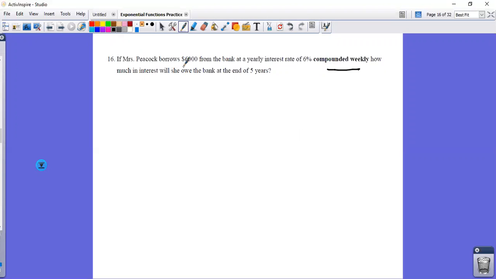Compounded weekly, $600, 6% for 5 years, or I mean $6,000. 1 plus, since it's compounded, it's that fraction, 0.06 over weekly, which is 52 times. So it'd be 52 times 5 years.